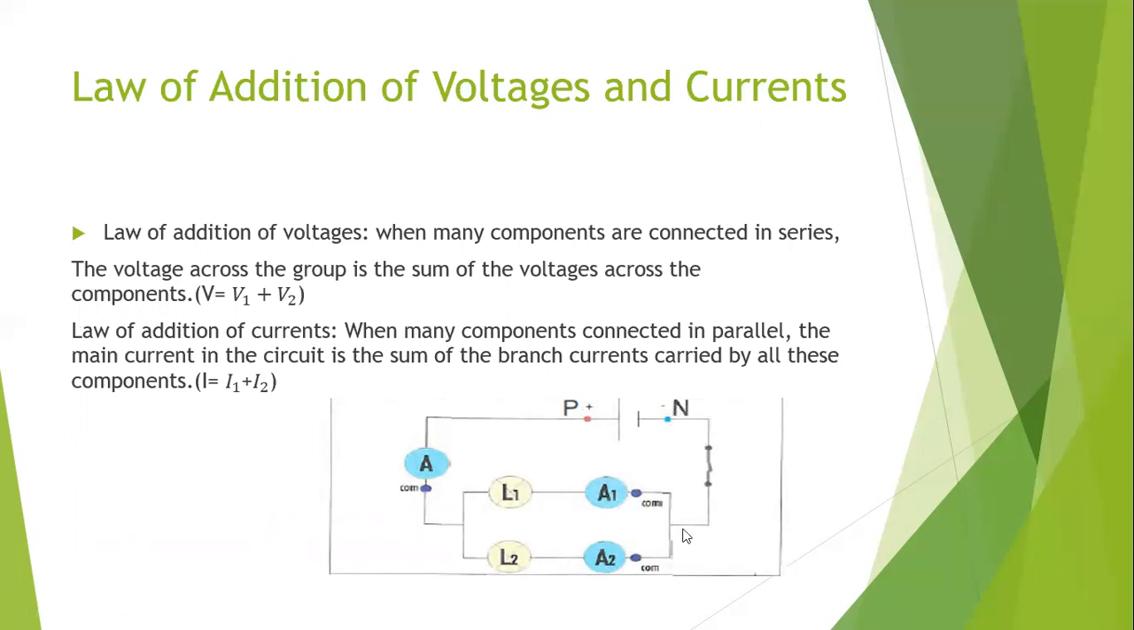So as we see here, there are two branches. So the voltage will divide where they are in series and not in parallel. But here in a parallel, the current will divide. So the law of addition of currents is applied when many components are connected in parallel. The main current in the circuit is the sum of the branch currents carried by all these components. So I is equal to I1 plus I2 here.